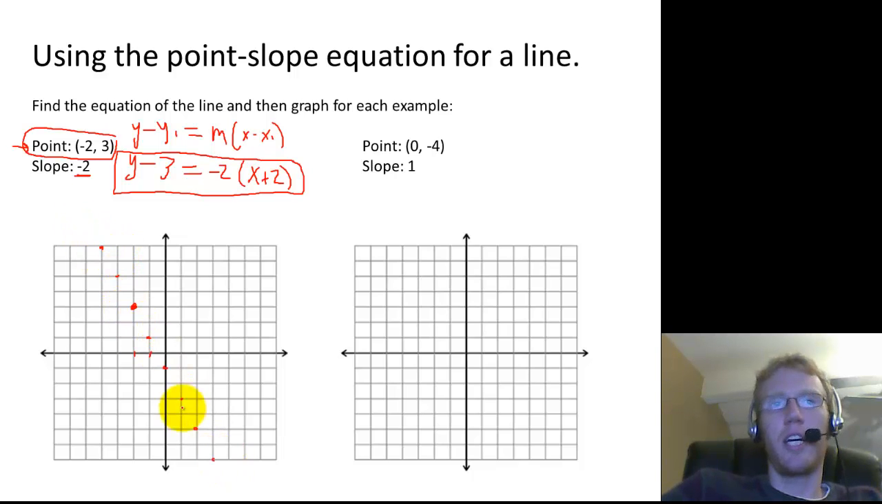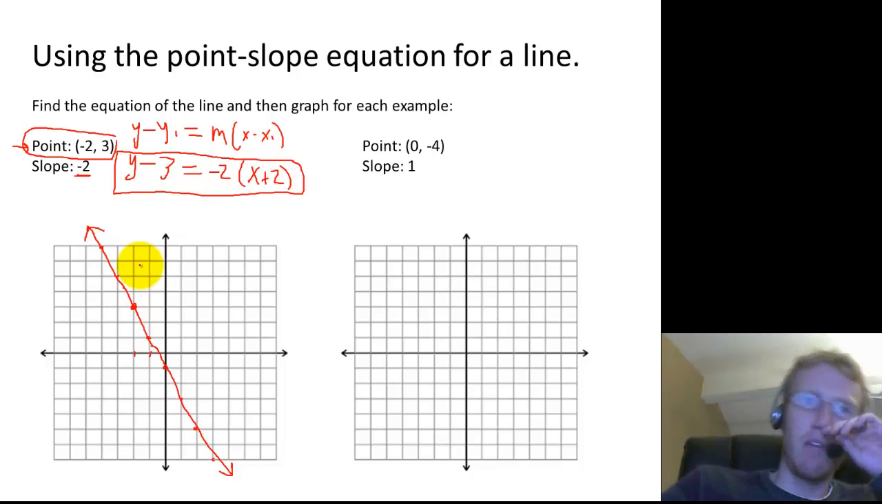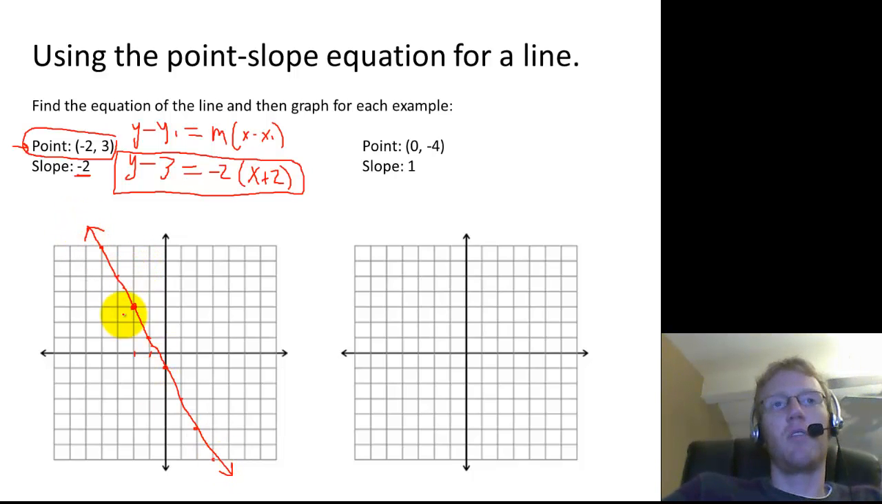And of course, these all line up. So if you go backwards and do something wrong, it should be obvious because the points won't line up very well. If you do it right, they should all line up in a nice straight line. And again, you should use a ruler or the edge of a piece of paper or something like that if you have one. So here's the graph of this equation, y minus 3 equals negative 2 times parentheses x plus 2. That means it has the point negative 2, 3 and has a slope of negative 2.